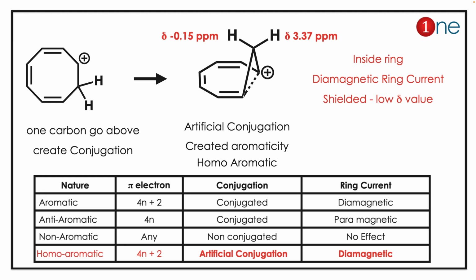By the aromaticity creation, you are creating the ring current which is diamagnetic. The diamagnetic ring current shields the hydrogen there. So the hydrogen in the shielding region has low chemical shift. The hydrogen in the de-shielding region has high chemical shift. That's why the hydrogen inside the ring current has minus 0.15 chemical shift. The given compound has two different types of chemical shift due to the aromaticity.